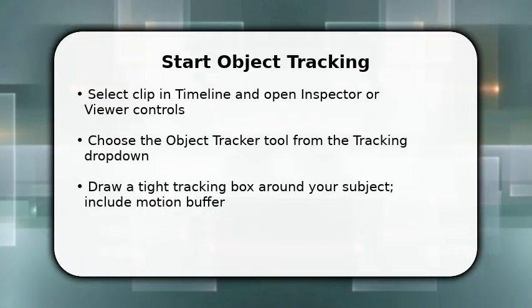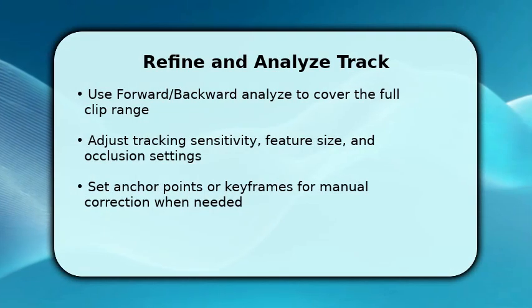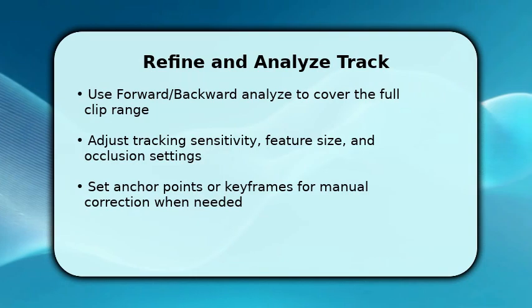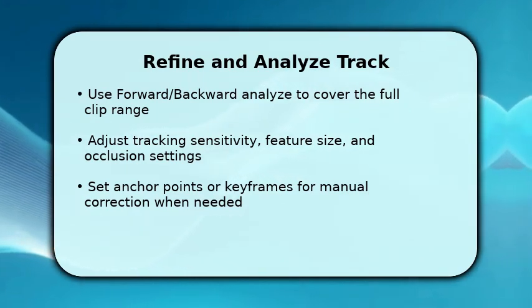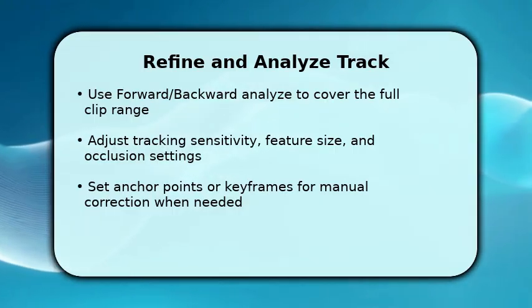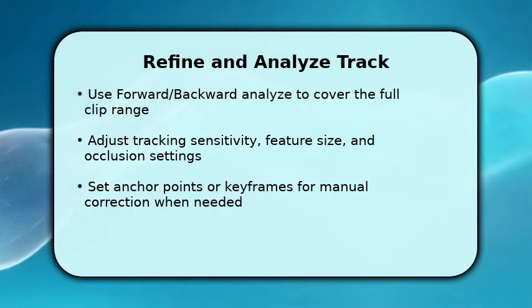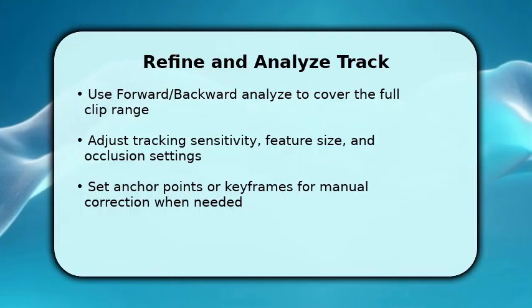Once the box is set, run the analysis using forward or backward analyze to cover the full clip range. This computes motion data. If the tracker drifts, change sensitivity or feature size to prioritize larger shapes and enable occlusion handling for brief blockages. Make manual corrections by adding anchor points or keyframes at problem frames. You can nudge the box to snap back on target.